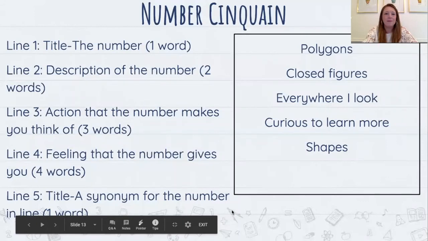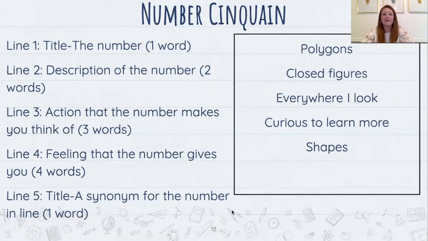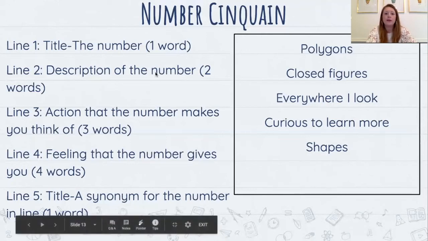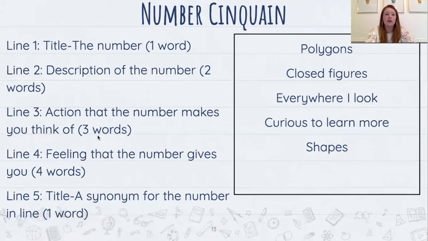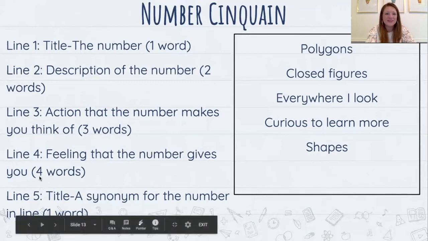So once you've done that, I'm going to give you guys a couple ideas for a type of poem that you can write. One is called a number cinquain. A cinquain is a type of poem that follows a specific pattern. With a cinquain, the first line always has one word. The second line has two words. The third line has three words. The fourth line, you've guessed it, has four words. And the fifth line has one word.